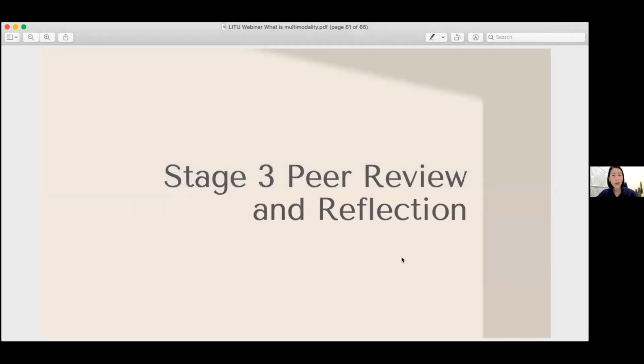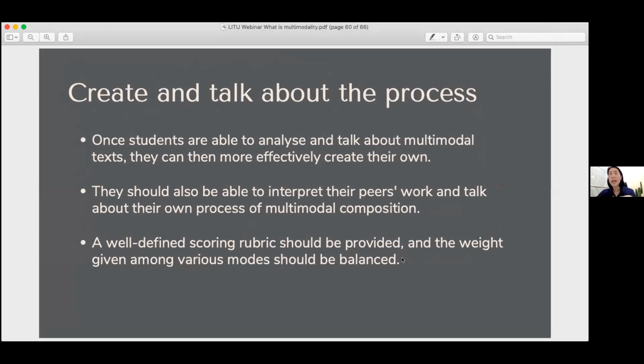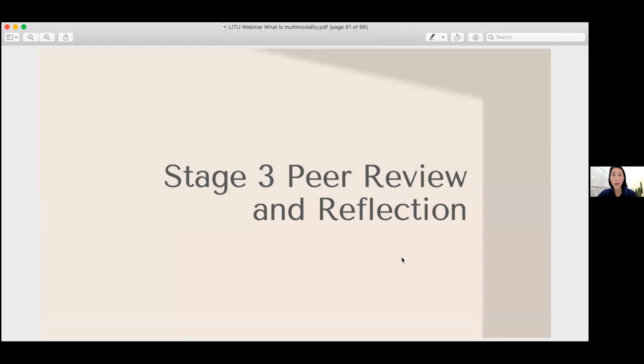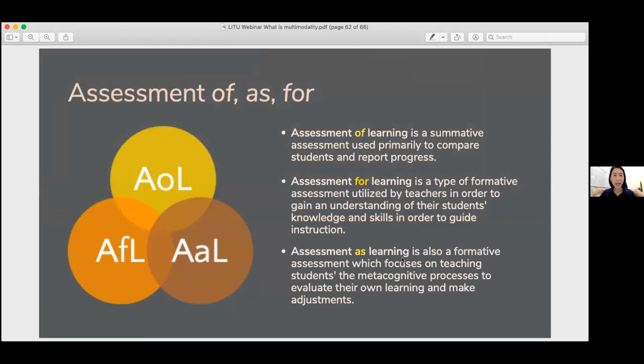And then stage 3 is peer review and reflection. I think the fact that they create their multimodal text is good. However, it is a process that they do on their own, right? And we don't really know what they have done. So I think another stage that is really important if you want to implement multimodality is to have them reflect on what they did and also be able to review or assess their peers' work. Actually, this is the model that I got when I attended another seminar or workshop.